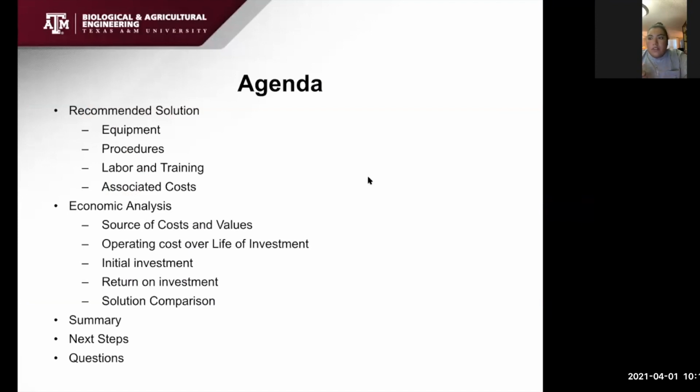So just a quick overview of our agenda for today. We're going over our recommended solution for our client and talking about the equipment for it, the procedures, the labor and training, and the associated costs of that solution. Then we'll move on to our economic analysis and talk about the source of costs and values, operating cost over life of investment, the initial investment, return on investment, and the solution comparison, and then a summary, our next steps, and questions at the end.